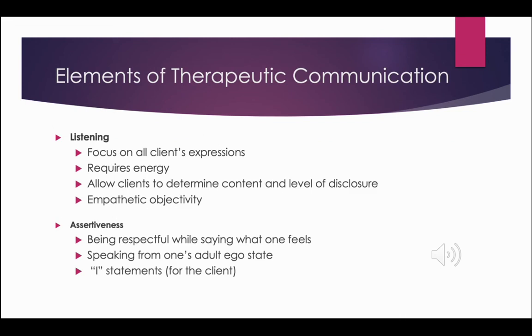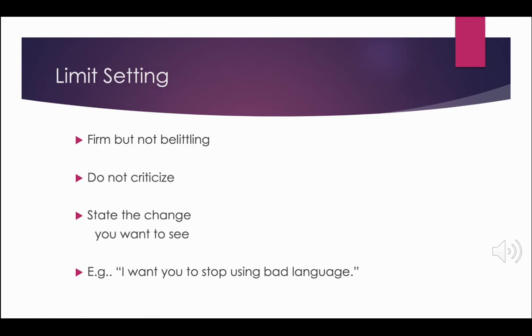Elements of therapeutic communication. Listening is an important element. Focus on the client's facial expressions. This requires energy. It allows the clients to determine the content and level of disclosure. And we want to be empathetic and objective. Assertiveness. So we want to be respectful while discussing what one feels and speaking from our own adult ego state. We want to use I statements for the client. Limit setting. We want to be firm, but not belittling. We do not want to criticize. We want to state the change that we want to see. So for example, I want you to stop using the bad language, or please put the chair down.